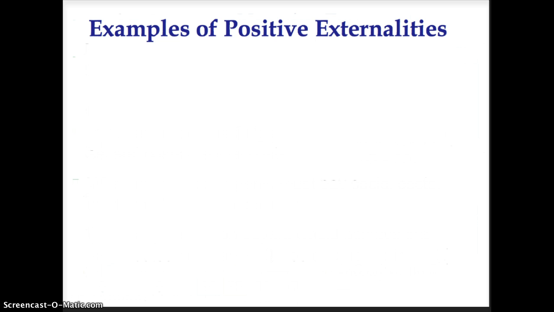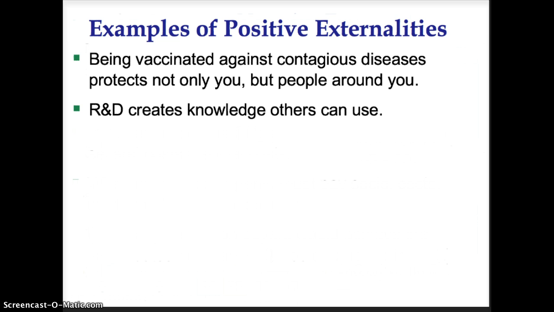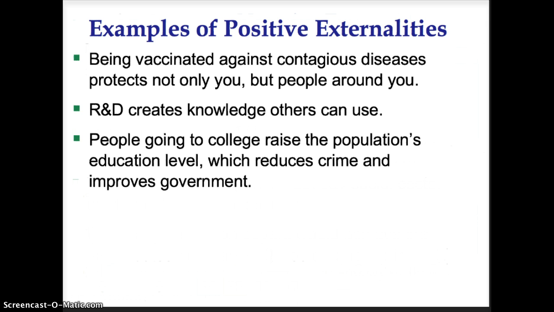Here are a few examples of positive externalities in which the impact on bystanders is beneficial. Vaccinations against contagious diseases not only protect you but the people around you. Research and development creates knowledge that others can use. People going to college raises the population's education level, which reduces crime and makes people better voters, which improves government.